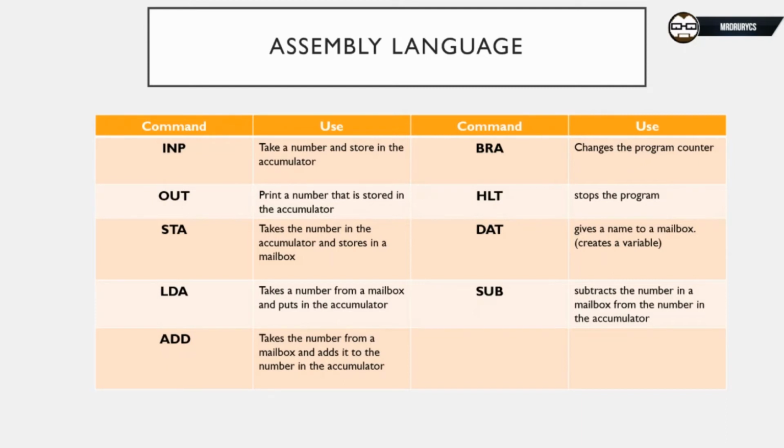BRA changes the program counter, so that's like how you loop. HLT stops the program. DAT creates a variable. And SUB subtracts the number that's in a mailbox from the accumulator. Blooming heck, that was hard to say.